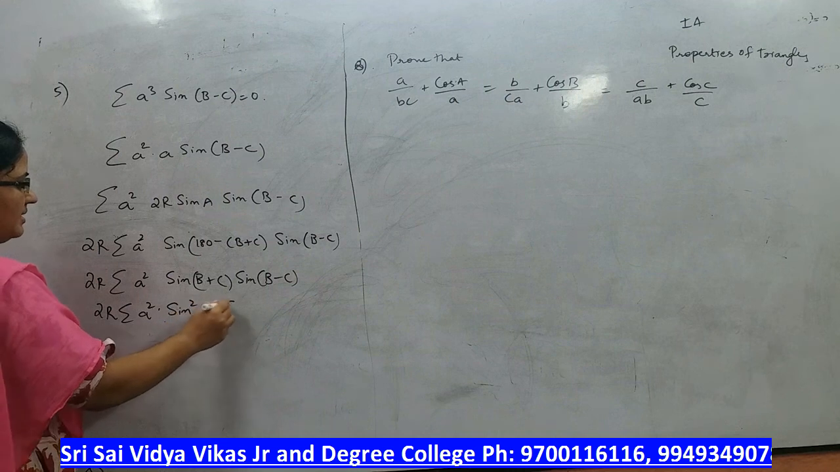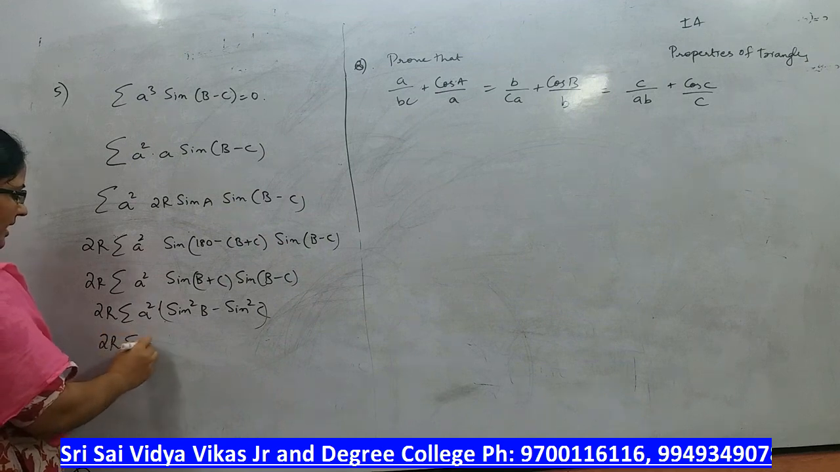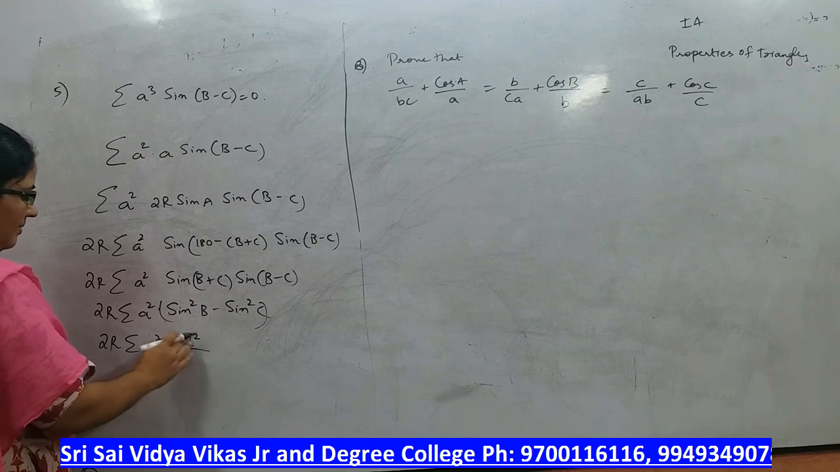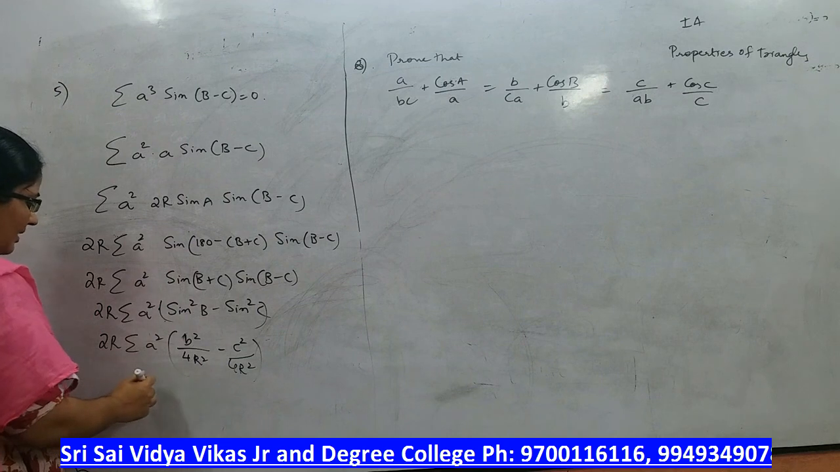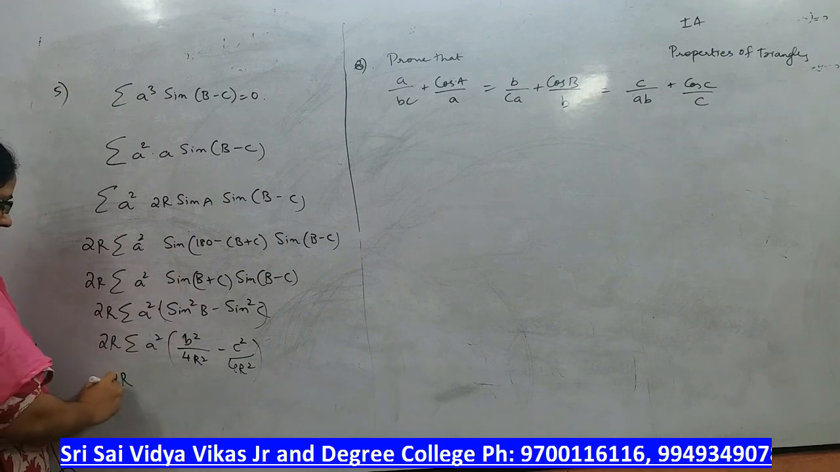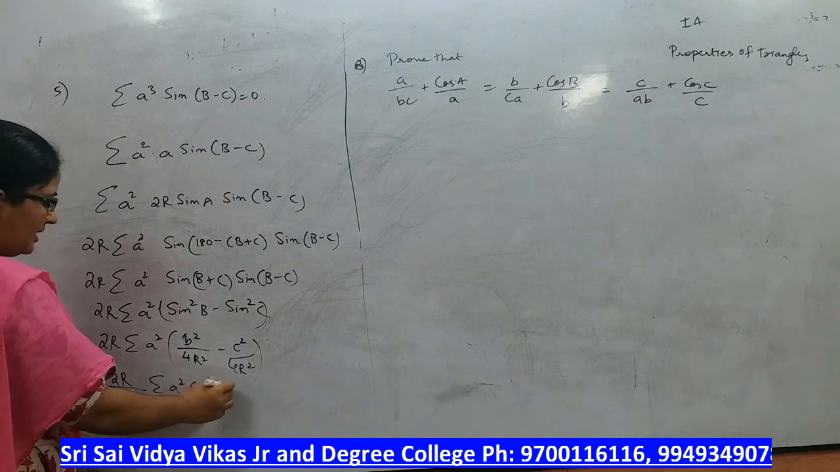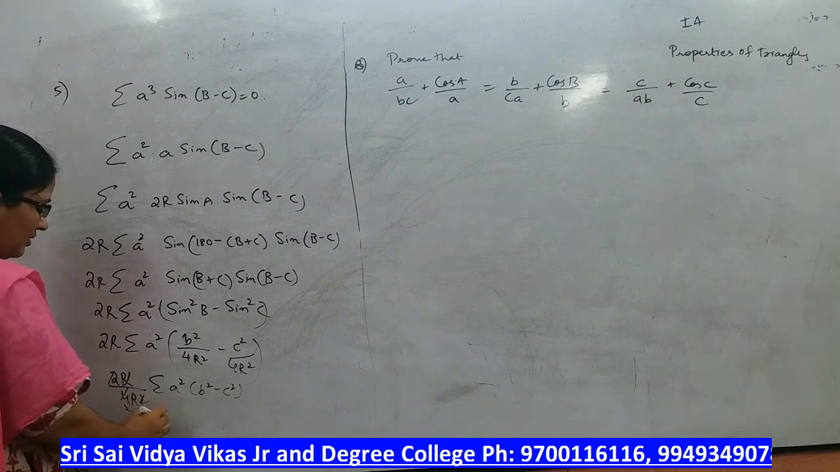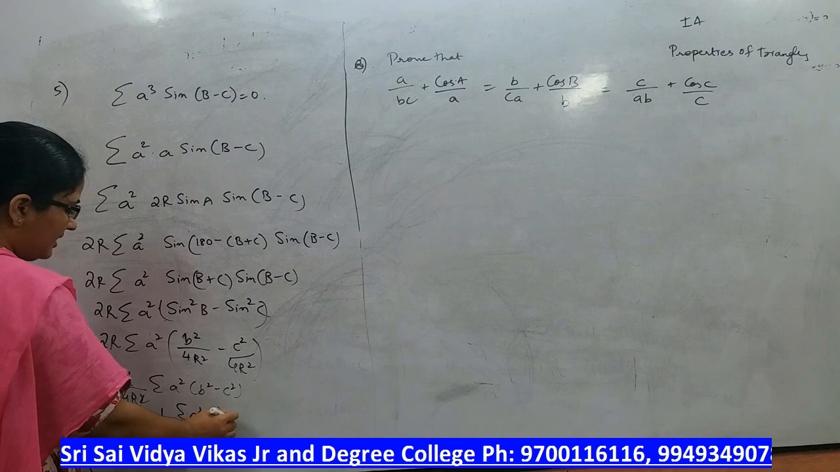Sin of (B + C) into sin of (B − C) is sin square B minus sin square C. So 2R summation a square into sin square B, which is b square by 4R square, minus c square by 4R square. If you take 4R square out, we have summation a square into (b square minus c square). The 2 and 4, the R gets cancelled. So it is 1 by 2R summation a square into (b square minus c square).